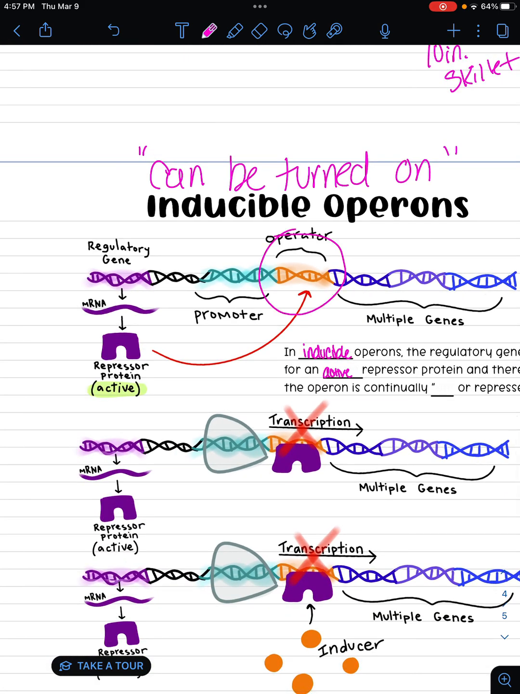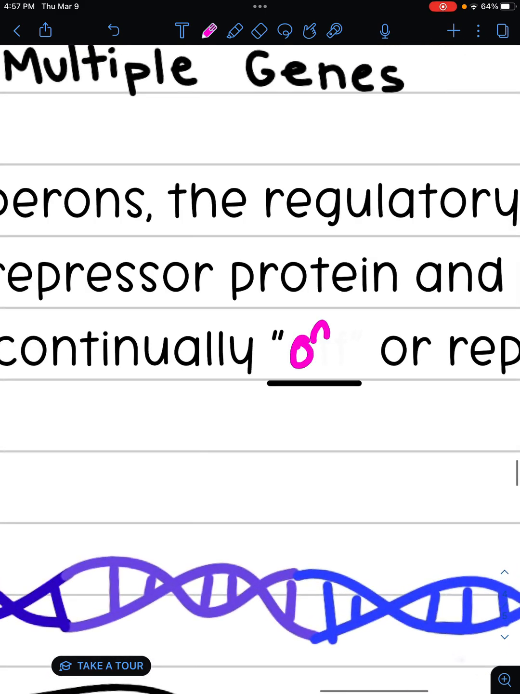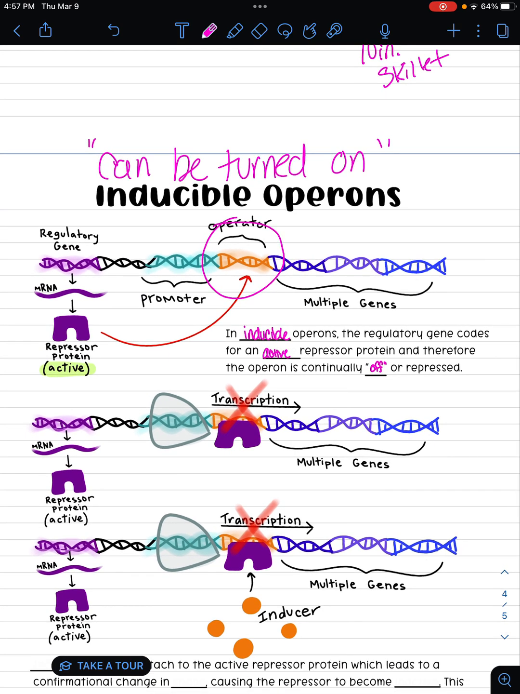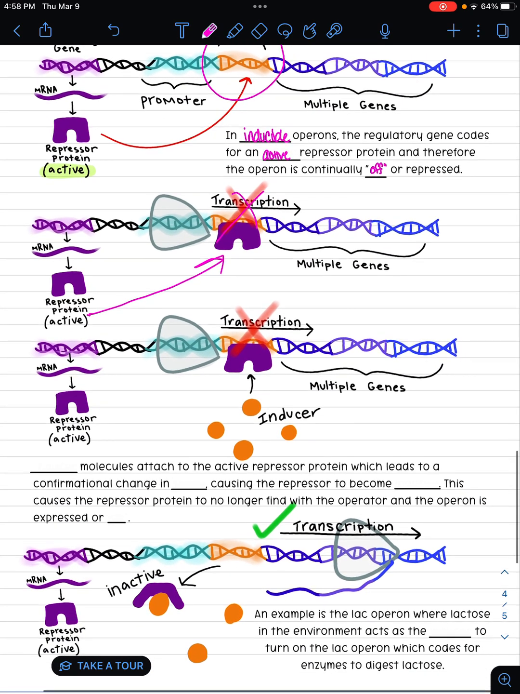It's going to bind to the operator right here. It's in the off state. It's always repressed. It's always off. We're only going to turn it on if we need to. It's like the lights in the grocery stores now. They're trying to save energy, which I appreciate, but all the lights are off until what? Until you walk by and they turn on. It's kind of weird. But they only need to be on if somebody's there looking at it, right? So this active repressor protein is going to block transcription in an inducible operon. It's always going to be in the off state, okay?